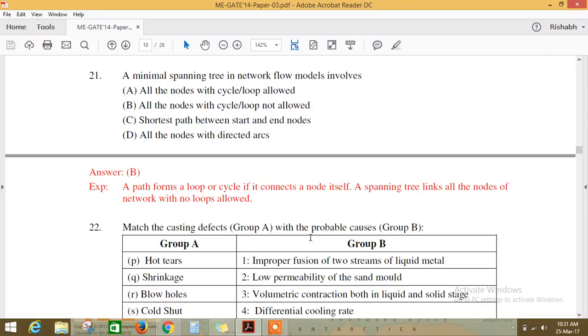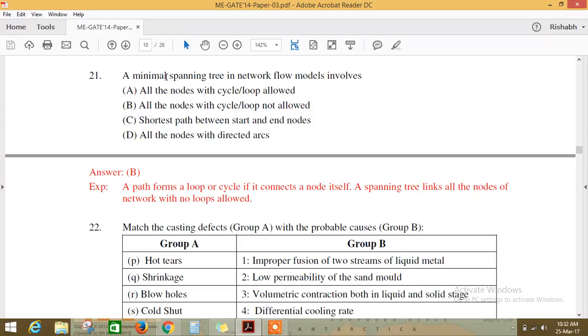In this question you just have to know the definition: what is a spanning tree and what is a minimal spanning tree. These questions come from the subject industrial engineering. A spanning tree is a network which has the directed arcs and it covers all the nodes. The spanning tree which has the shortest path between the start node and the end node is called the minimal spanning tree. It's clear from the name itself: the spanning tree which is minimum is called the minimal spanning tree.